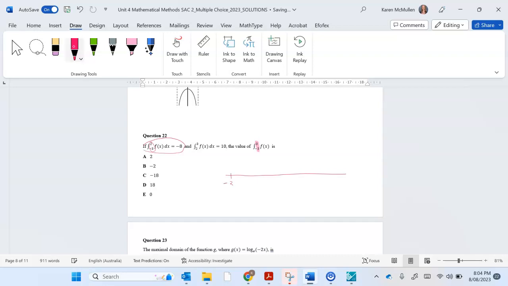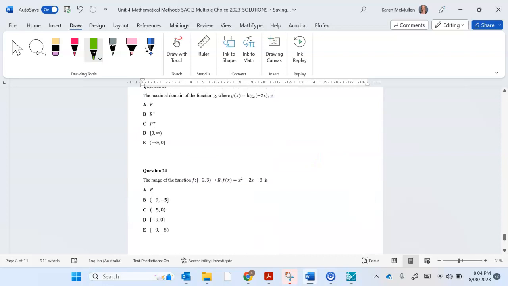All right, so from -3 to 2, that's negative 8. And then from 2 to 3, that is 10. So we want to go from negative 3 to 3. So we've got negative 8 plus 10 is 2. So that's 22a. Now, remember your definite integrals are not the area. You can have a negative 8 there.